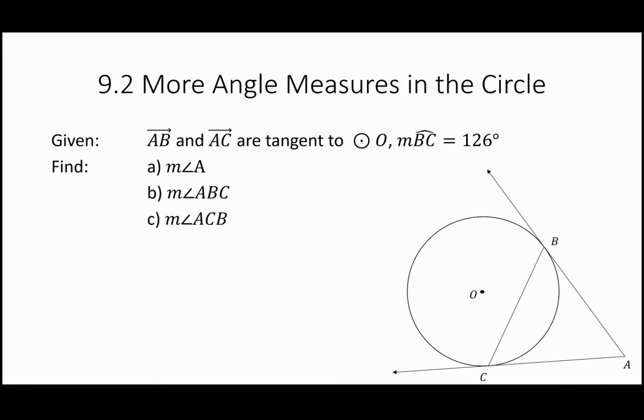Here is another example. We are tasked with finding 3 separate angle measures. We are given that rays AB and AC are tangent.